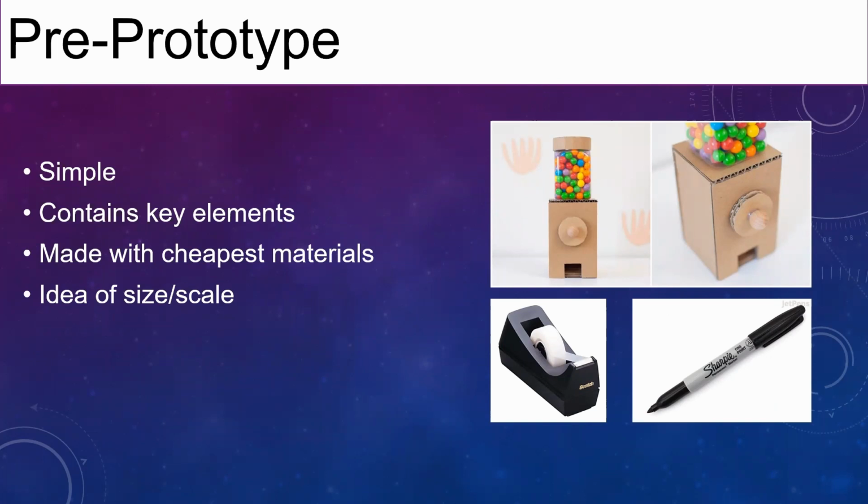And in fact, this one isn't even functional, right? But it gives me an idea of what the size is. How do these different components fit together? And how am I going to scale them up from there? It's cheap. It's cardboard. I used some hot glue here, right? Tape, Sharpie, simple materials.